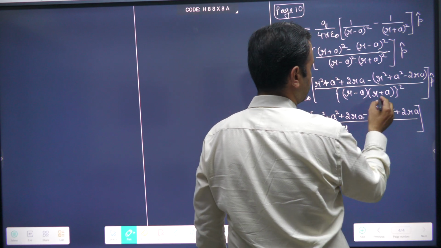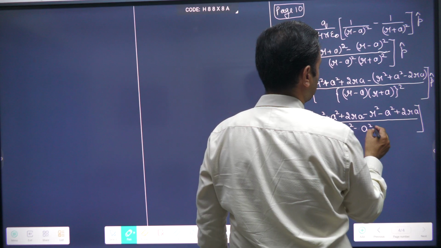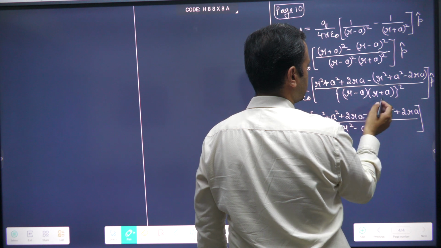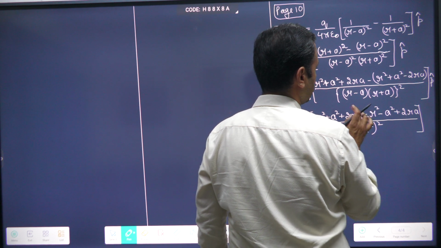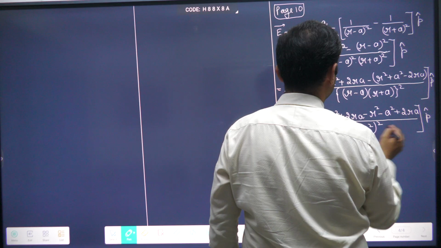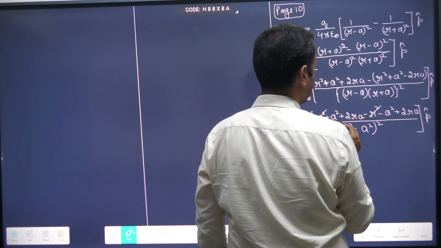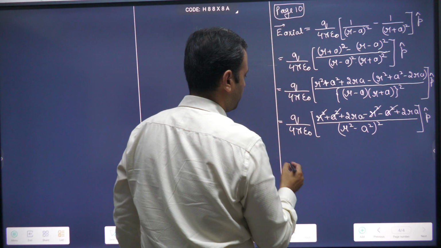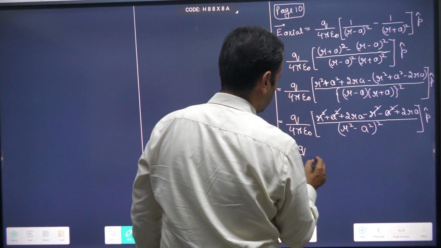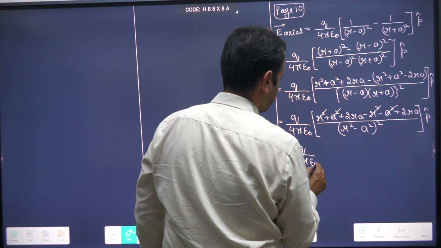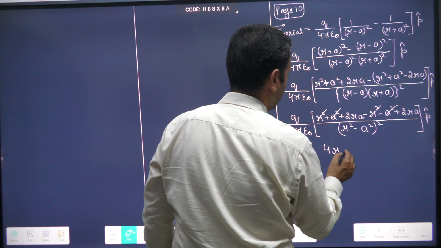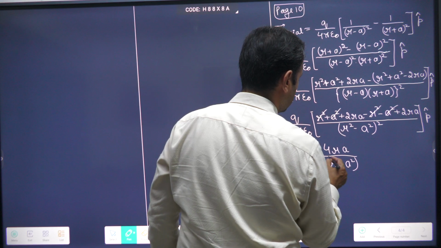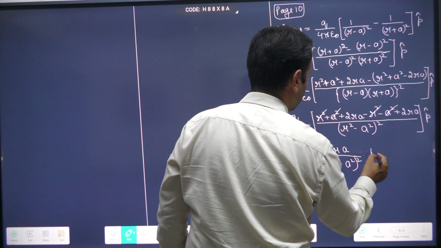Upon r minus a into r plus a, which is r square minus a square, whole square. Whole square is at its place. P cap. R square minus r square will cancel out each other. A square minus a square will also cancel out. 2ra plus 2ra is 4ra. So q upon 4 pi epsilon naught, 4ra upon r square minus a square's whole square and p cap.